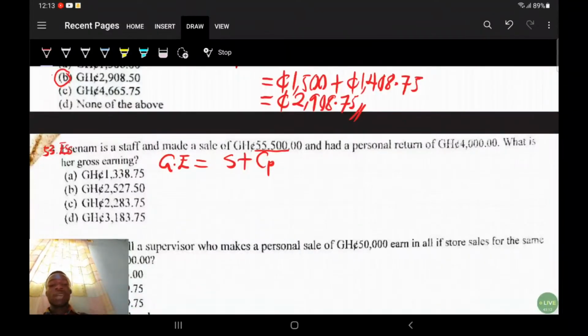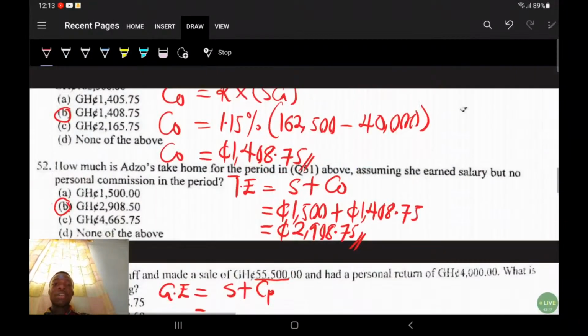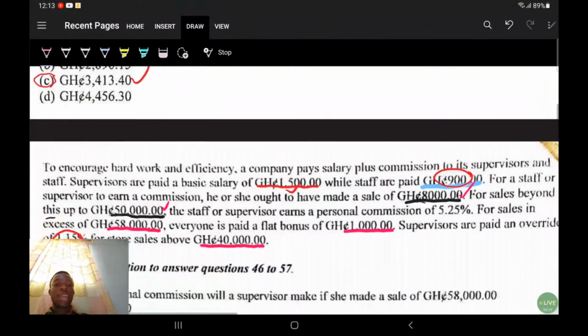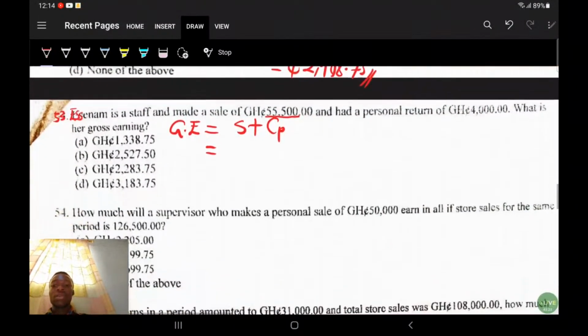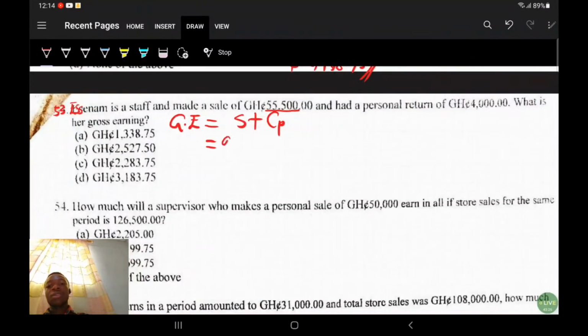So the gross earning of Esinam is going to be salary, and realize that the staff are paid a salary of 900 Ghana cedis. So the salary is going to be 900, plus, let's define his commission in this case. But remember here that Esinam had personal returns of 4,000. I hope that is clear.